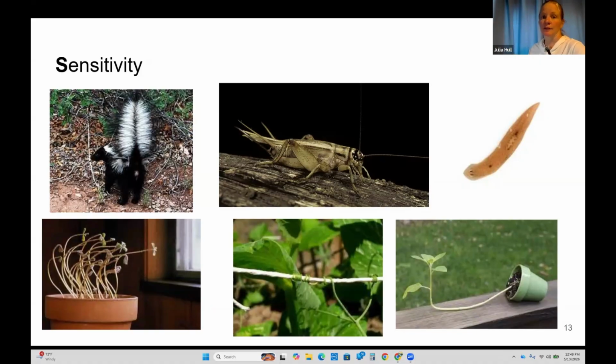Some examples of organisms responding to stimuli that might be less obvious can be the dilation of pupils in response to light intensity, or the gravity sensing in plant roots.